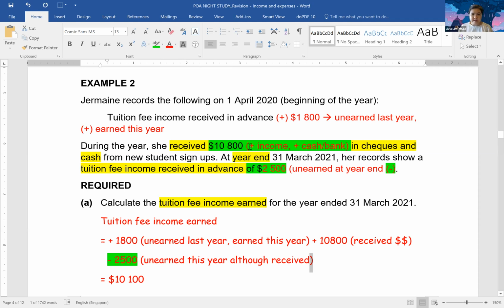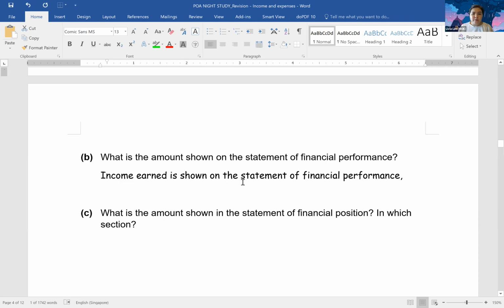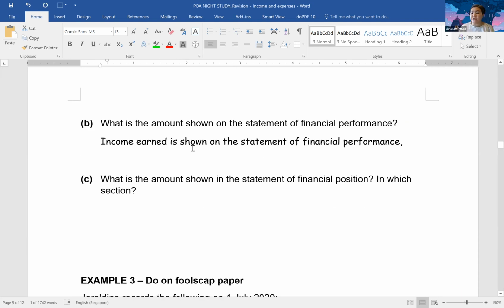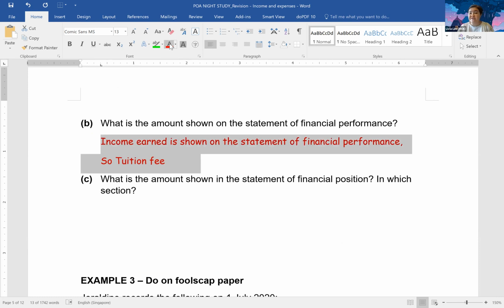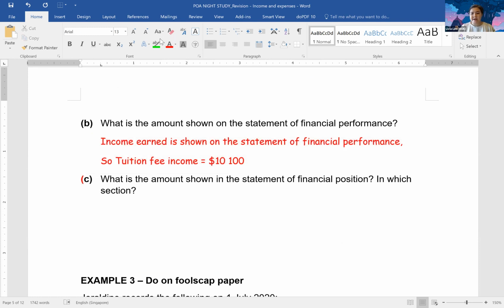All right. So what is the amount that is shown on the statement of financial performance? I think by now we realize that the amount earned on the statement of financial performance is the tuition fee income, which is $10,100. And the amount shown on the statement of financial position, which section is it? Can everybody send your answer to me in the text box? Do it now. Thank you very much.